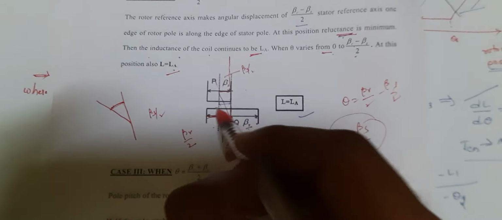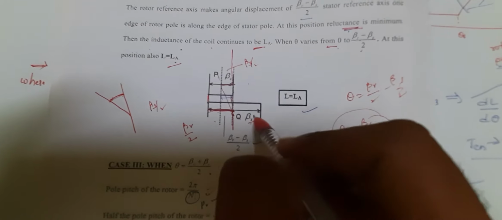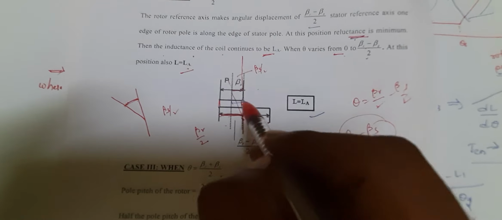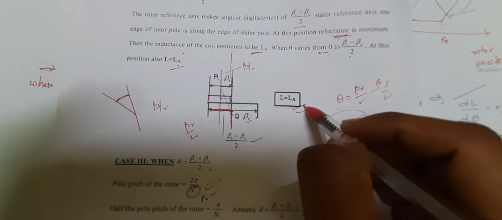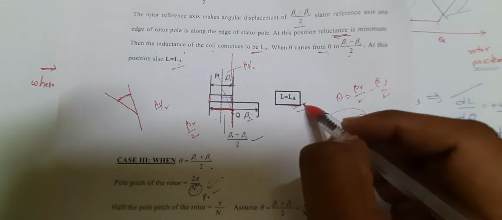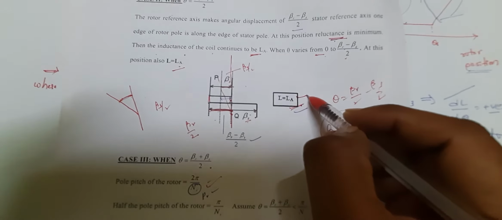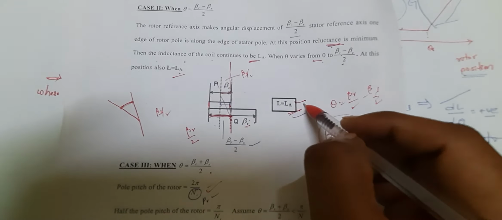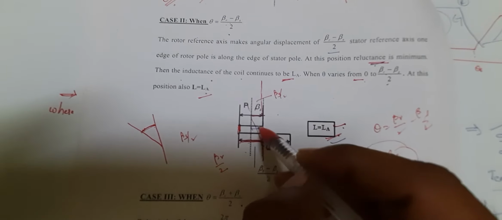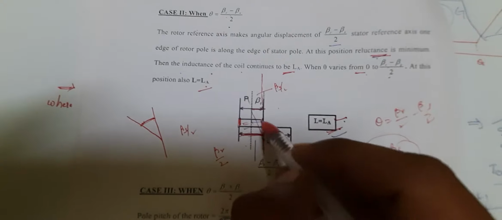In this case, the alignment with respect to the rotor is maximum. Then the same amount of magnetic flux and the same amount of inductance will be developed when theta is equal to 0 and when theta equals beta r minus beta s by 2, because the stator and rotor pole axes are aligned with each other.